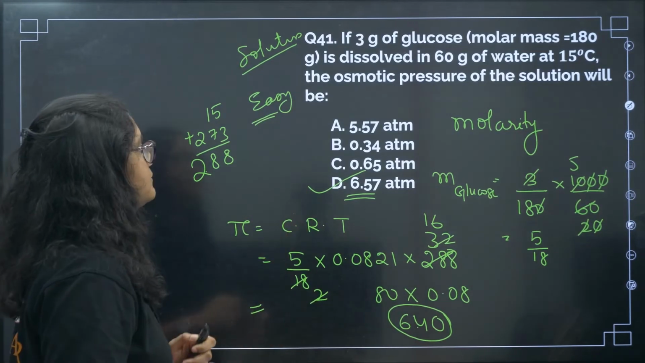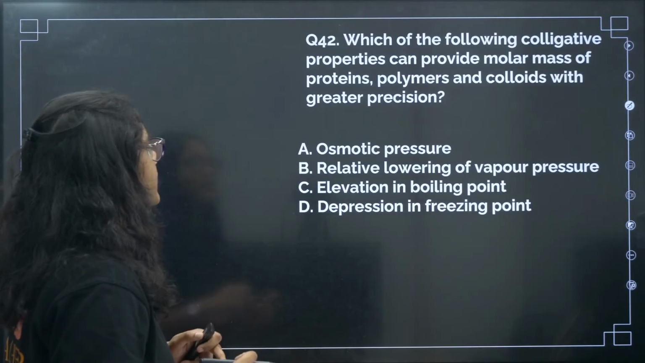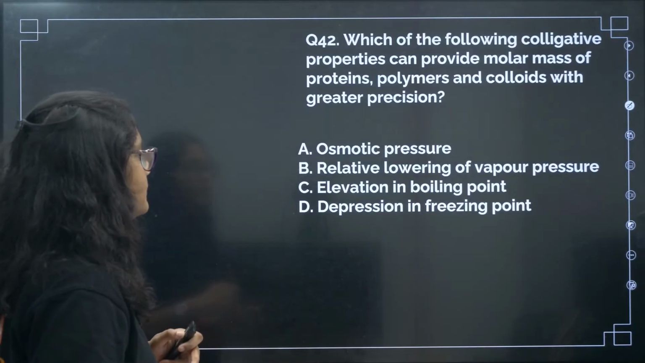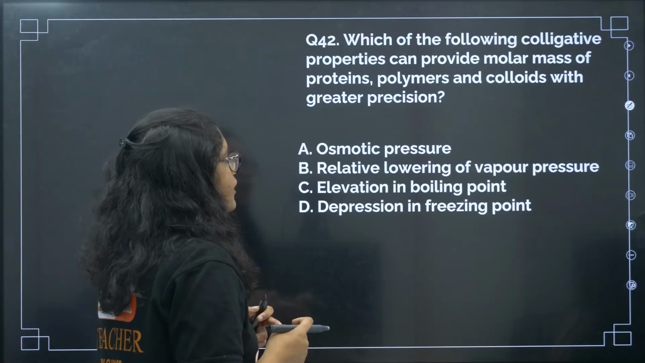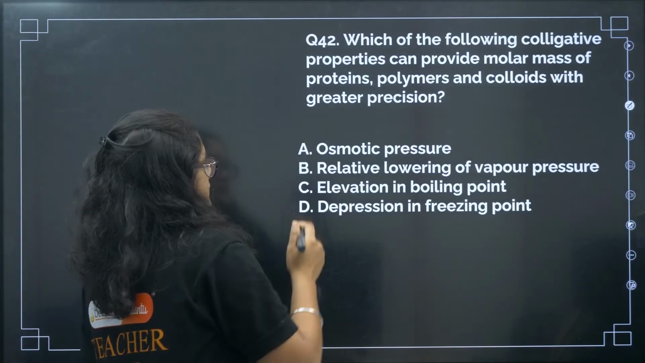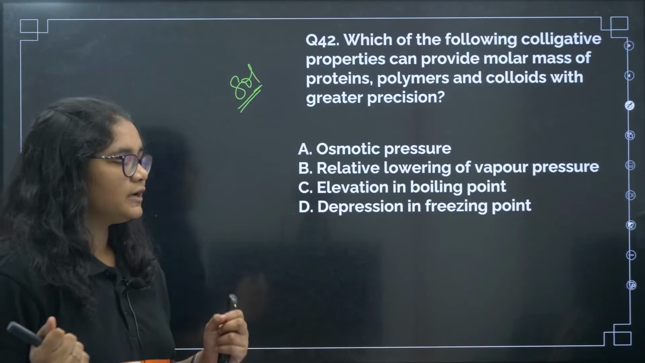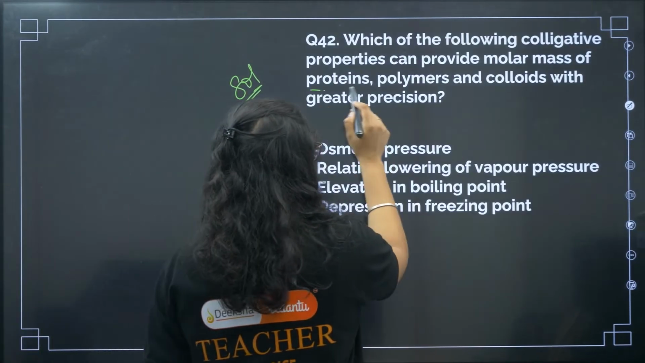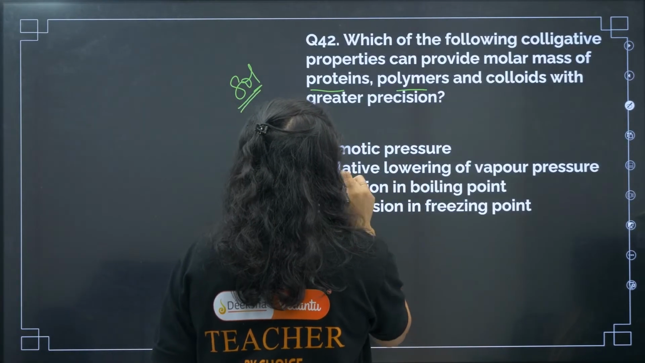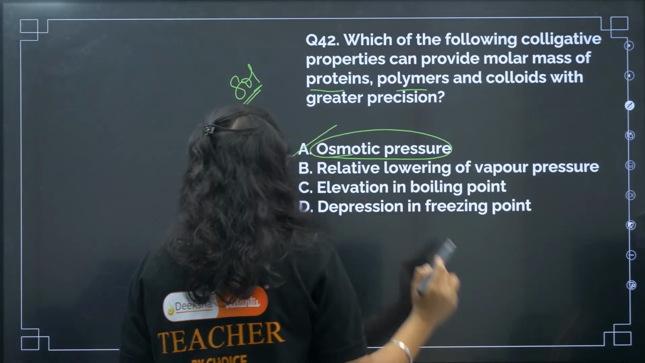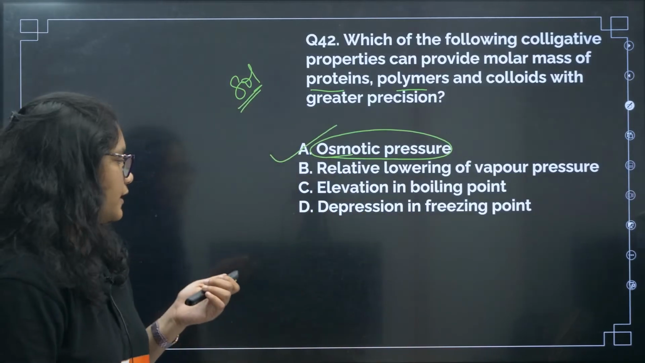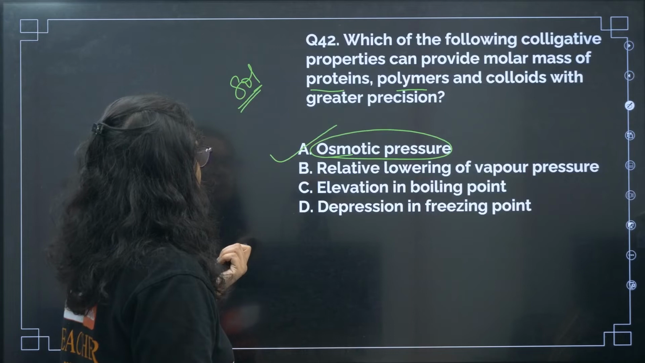Now coming to question number 42. Which of the following colligative properties can provide molar mass of proteins, polymers and colloids with greater precision? This question is from the solutions chapter, applications of colligative properties. To calculate the masses of proteins and polymers, we use the osmotic pressure method. So the correct answer for this question is option number A.